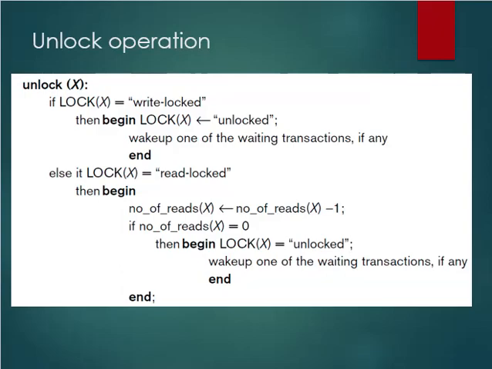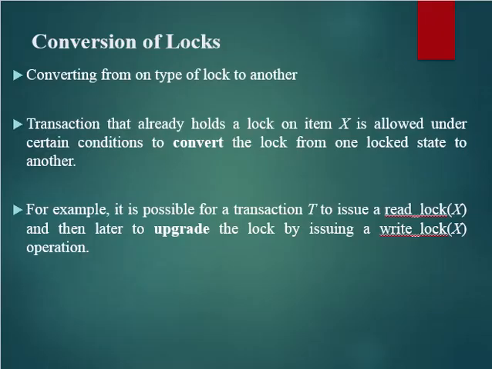And the last thing I need to say is conversion of lock. We can convert a particular lock from one state to another state. A transaction that already holds a lock on x is allowed, under certain conditions, to convert the lock from one locked state to another. So it is possible for transaction T to issue a read lock and later upgrade the lock by issuing a write lock operation. But there is a constraint: T must be the only transaction holding the read lock.